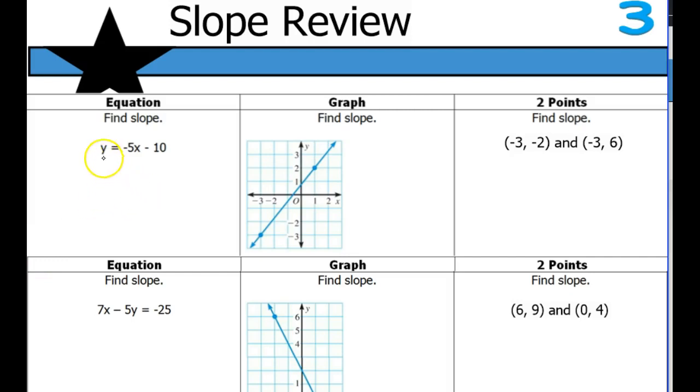Alright, first thing we need to do, find the slope. So this form of equation is y equals mx plus b. We know that our m is slope, so our m has to be negative 5.